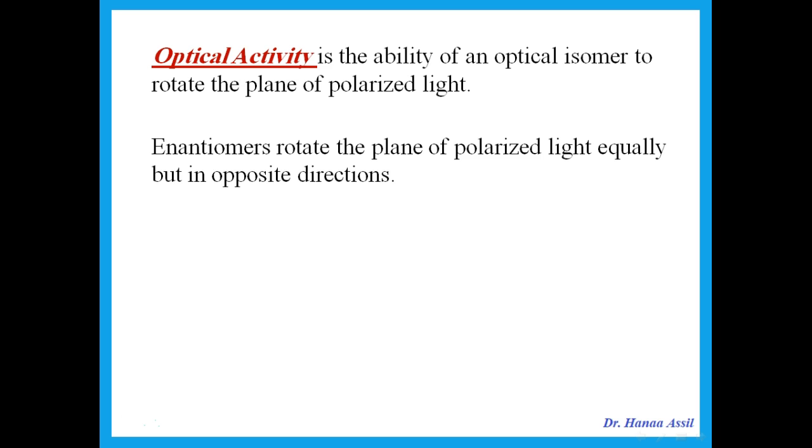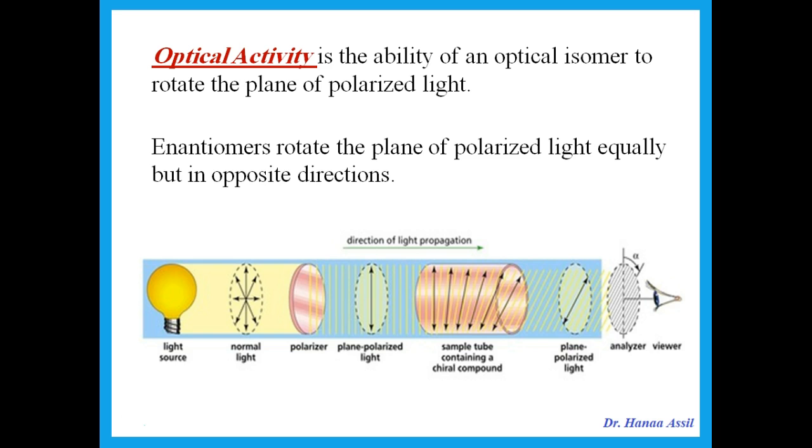Optical activity means the ability of the optical isomer to rotate the plane of polarized light. So if I have a light source somewhere, if I pass it through a plane polarized light, now this goes through a sample of an enantiomer, that means a sample of something that has a chiral center, then this enantiomer will rotate the plane of polarized light in a certain direction. Now, 2 enantiomers of the same compound will rotate the plane of polarized light in opposite directions.